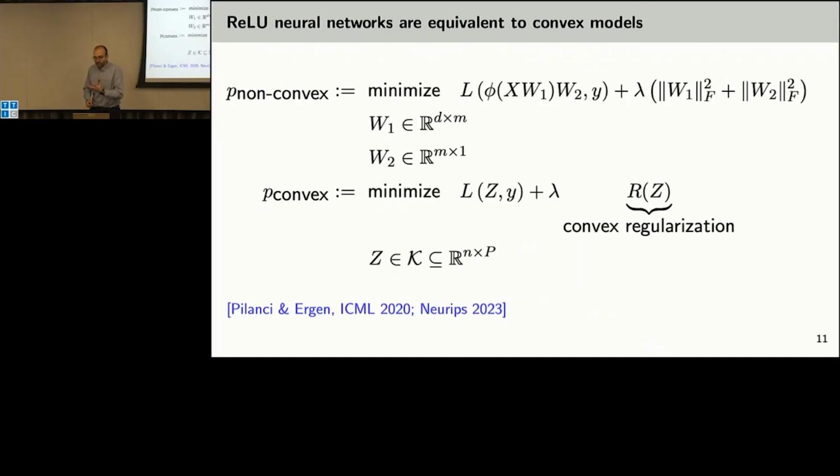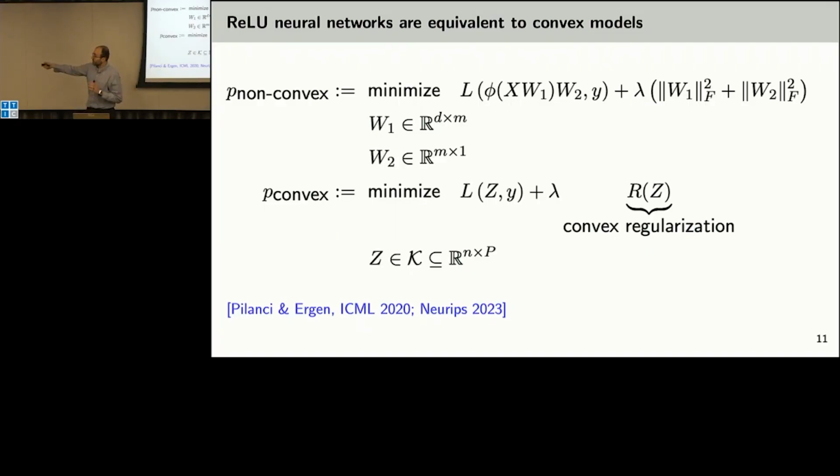So here's one overview of the first result. Although this problem is non-convex, for training the 2-layer neural network to global optimality, there is a convex problem called P-convex. It is using the same loss and a different regularization, R of Z. I will show you what this regularization is very soon. And the decision variables are in the matrix Z, which is n by capital P. This capital P is a larger number, and this problem is essentially an embedding of the first non-convex problem.